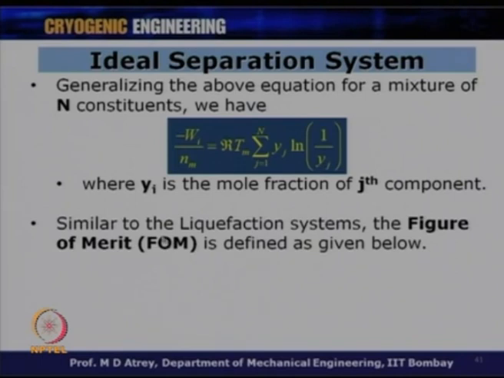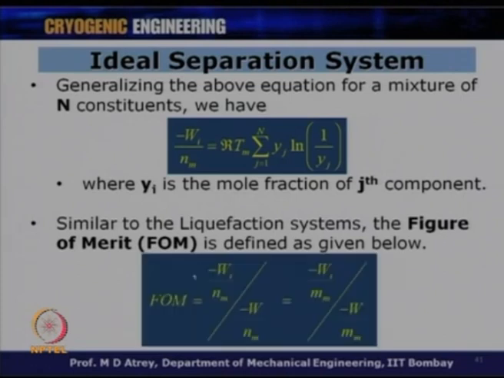I define one more term, as I said earlier, similar to the liquefaction system: the figure of merit, or FOM, is defined as the ideal work divided by the actual work. The work could be on a molar basis or on a mass basis also. So, Wi by Nm divided by W by Nm. The negative sign is basically because the work is done on the system. Similarly, Wi by mm, which is on a mass basis now, divided by the actual work of separation. The actual work of separation must be much higher than the ideal work of separation, and therefore, the figure of merit will always be less than 1.